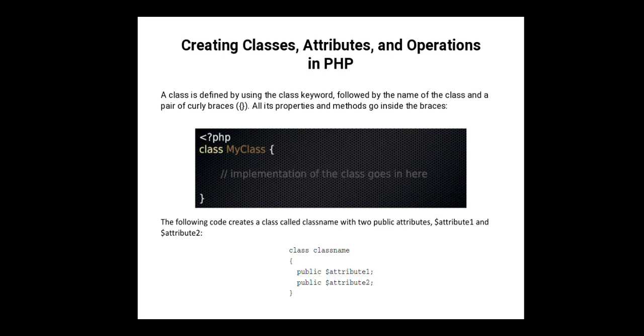So we can see the syntax of the class and one small example of it. Okay, a class is defined by using the class keyword followed by the name of the class and a pair of curly braces. All its properties and methods go inside the braces. So first you should define the PHP syntax and declare the class and class name. Here the class name is MyClass. Between the curly brackets, the implementation of the class goes here, where it includes the object properties and the methods, right?